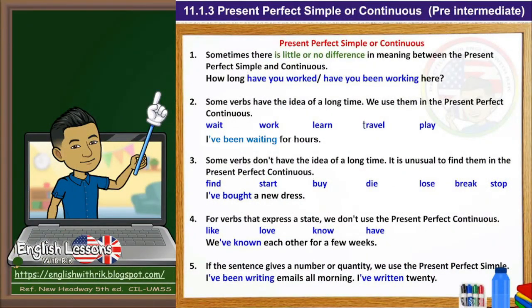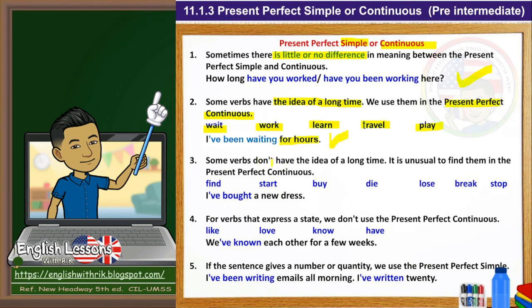Present perfect simple or continuous. Sometimes there is little or no difference in meaning between the present perfect simple and continuous. How long have you worked here? How long have you been working here? Some verbs have the idea of a long time. We use them in the present perfect continuous. Wait. Work. Learn. Travel. Play. I've been waiting for hours.